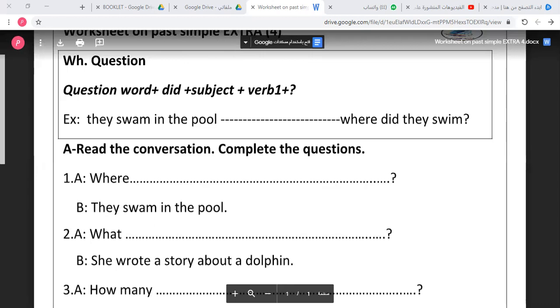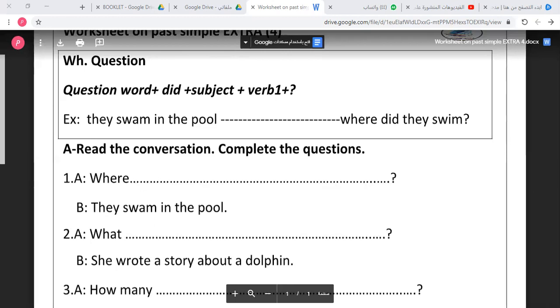Okay, Mohannad? After the question word, we put did. So what should I write now? What are you wearing? But "are" is not used in past simple. Look, the sentence is here: wrote. Wrote is past verb two. So when we ask about the past, we use did.